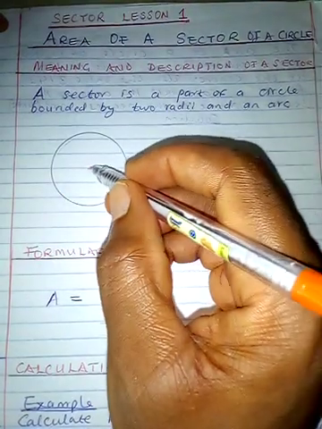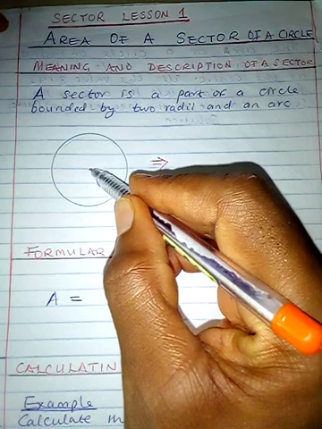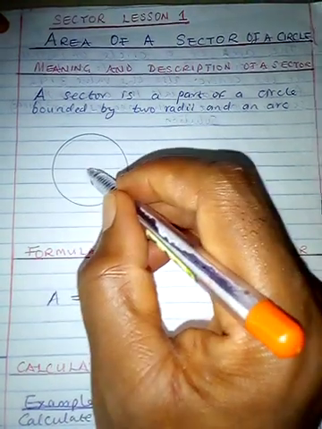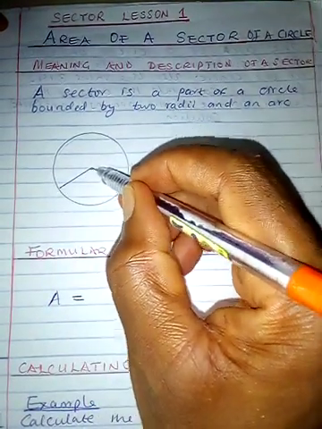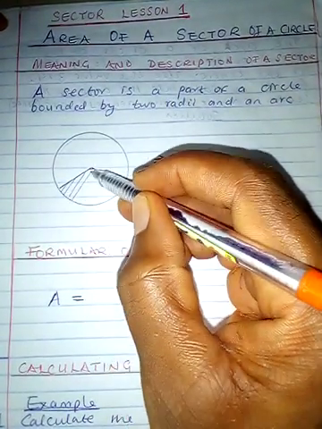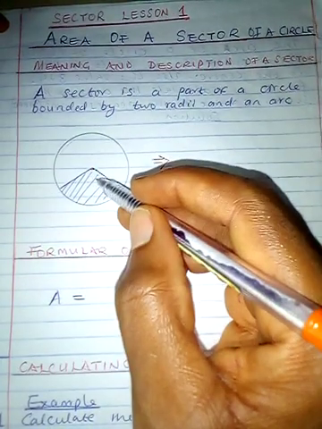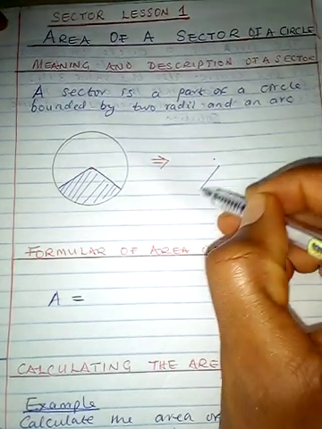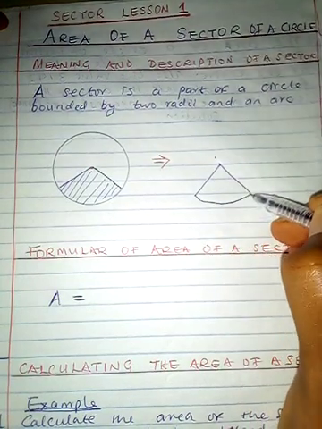Now we have a circle here, and this is the center of the circle. If this circle is bounded by 2 radii, let's assume that this is one radius, and this is the second radius, then the shape we are having here can be described as the sector of the circle. By the time we extract this shape outside, we are going to have something like this. So our sector is going to be like this. This is what we call the sector of a circle.